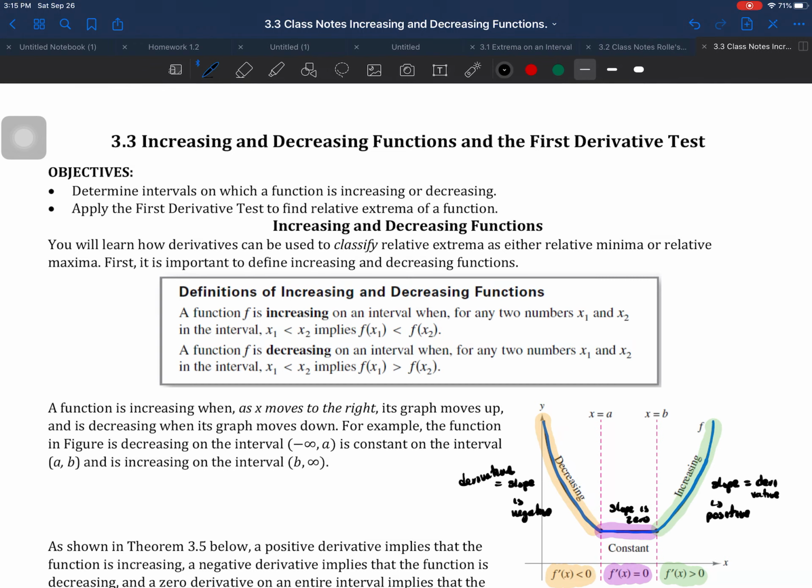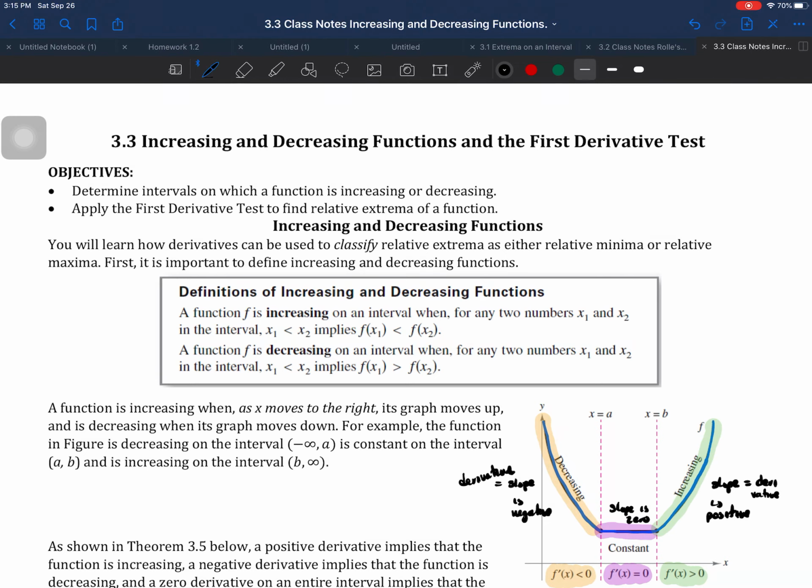Now, the first derivative test happens to be a very important concept in our class, so let's put an extra effort here. We'll be referring to the first derivative test a few times throughout the semester, and it's a very efficient way to find a relative max and relative min. So what are the objectives? To determine intervals on which the function is increasing or decreasing, and then be able to apply the first derivative test to find relative extrema of a function.